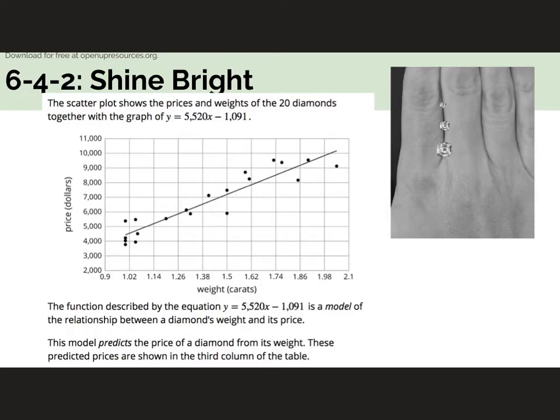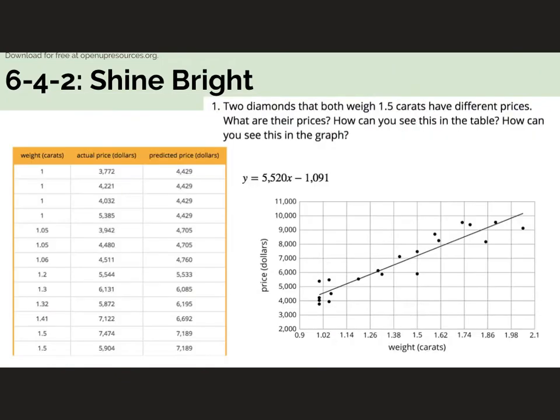The line on this scatter plot is the line of this equation right here. This is the model of the data, meaning the line that fits the data the best, and we can use the model to predict the price of a diamond of any weight. We're going to do number 1 together here.